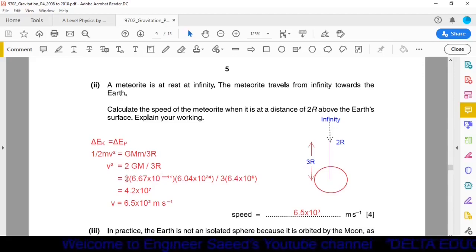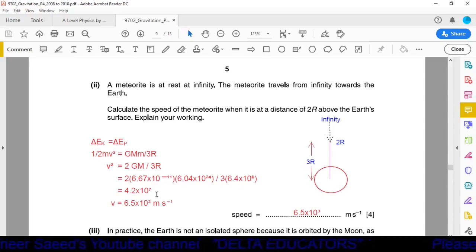2 is written as it is. This capital G is the gravitational constant and its value is 6.67 into 10 power negative 11. M is the mass of earth. Mass of earth is 6.04 into 10 power 24, divided by 3r. R is the radius of earth and radius of earth is 6.4 into 10 power 6. So we have to multiply 6.4 into 10 power 6 by 3. And by solving this one, we will get the answer v square is equal to 4.2 into 10 power 7.